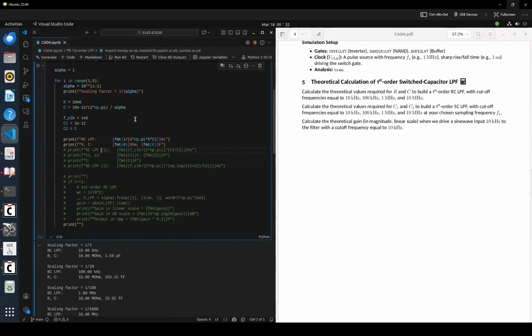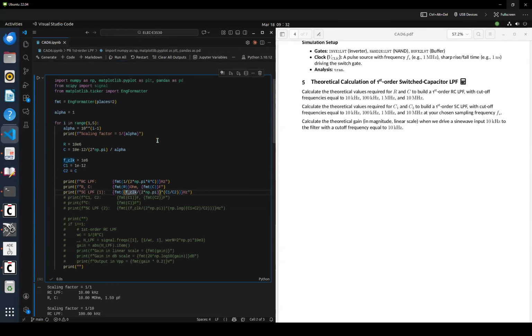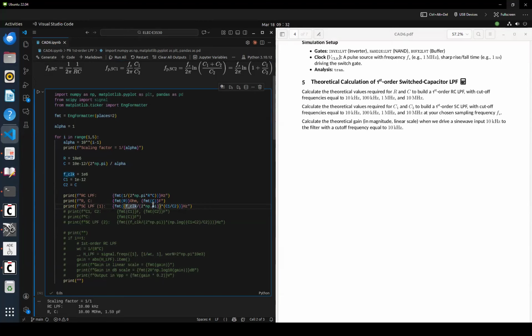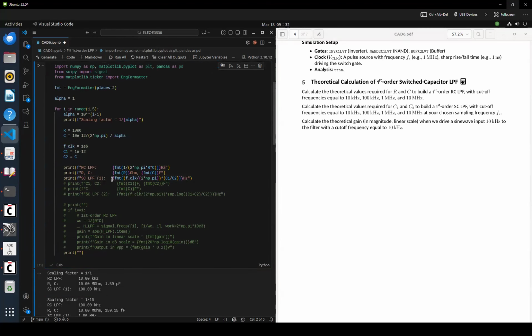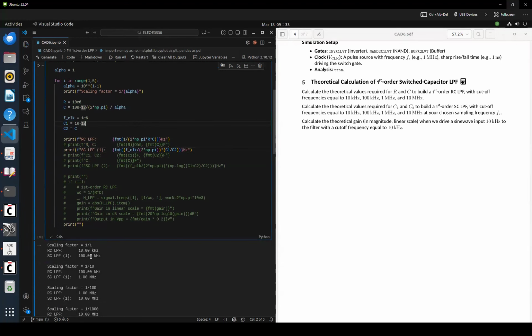Then I prepared the equation here. This one is the same equation as this, Fs over 2 pi, and C1 over C2, in hertz. Let's run it. Let me comment out this one. And it goes like 10 times larger, right? So at this moment, let me set it as a, let me see.